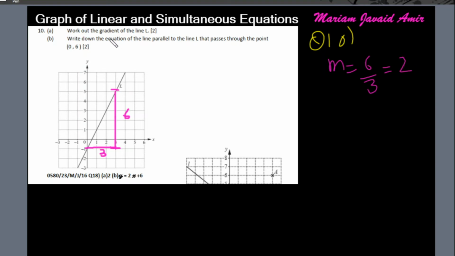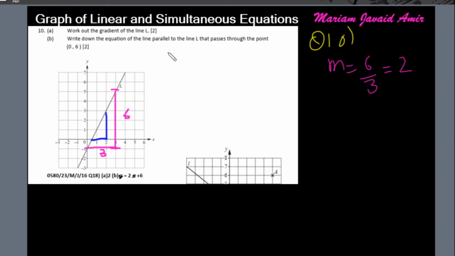Now I could have also taken this rise over run. This has 3 rise and 1.5 run. Even 3 over 1.5 would give me 2. So any values that you can easily read for rise and run you can use.